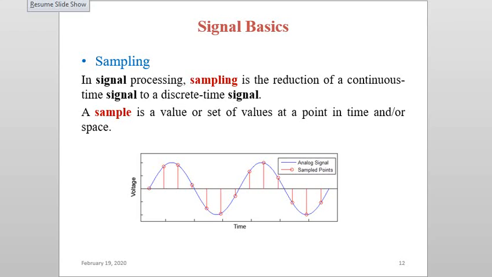In this section, you can say that here we have the analog signal, and those red points are the sample points. A sample is the value or a set of values at a point in time and/or in the space section.